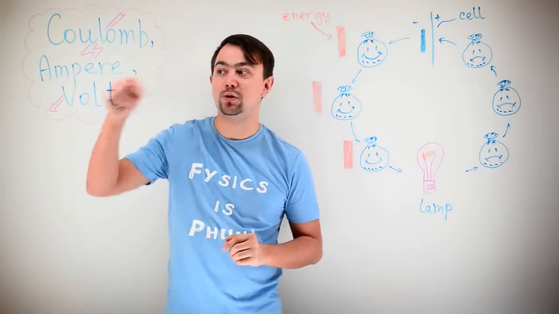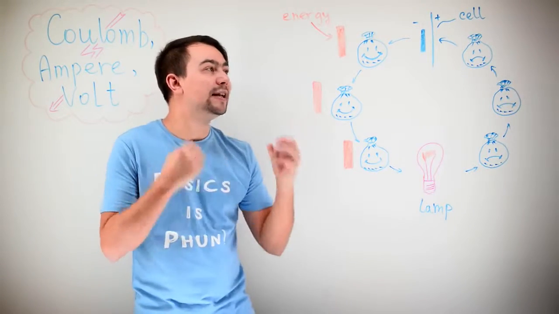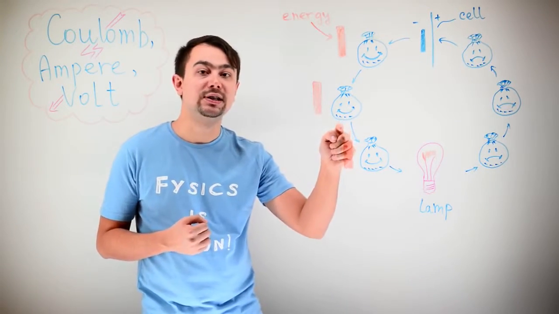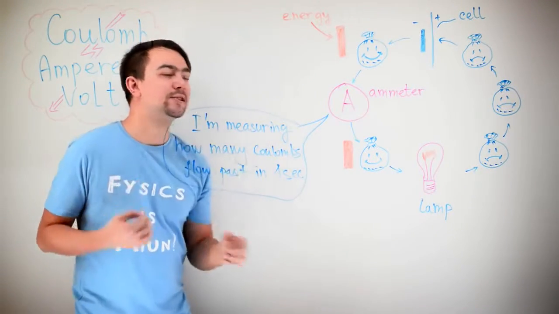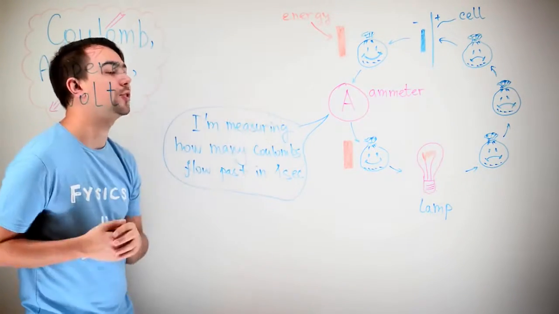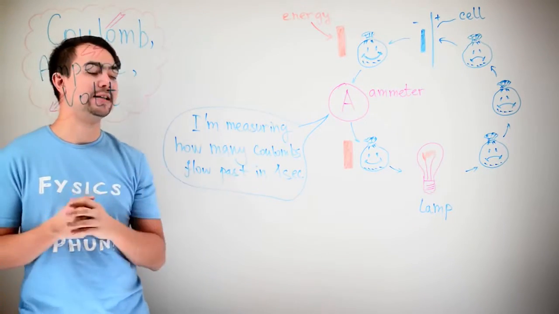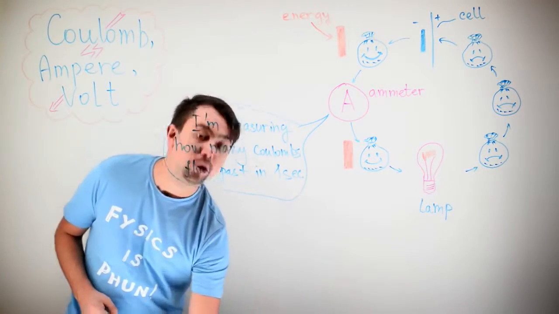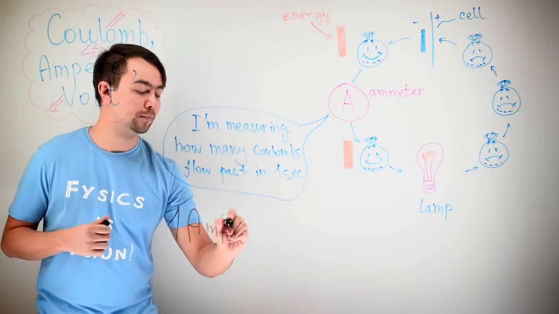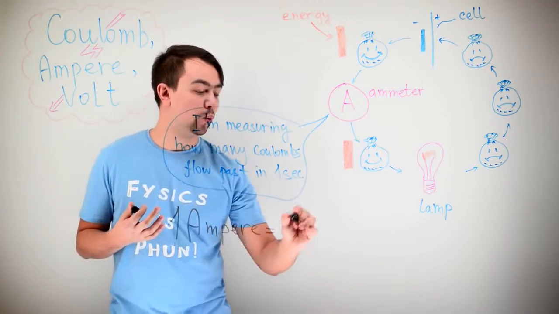So, we've discussed what is a coulomb, now the ampere. The ampere is simply how many bags of these electrons, or how many coulombs, flow past a point in 1 second. A device that measures current is called an ammeter. If we put an ammeter into this circuit, it will measure how many coulombs or how many bags flow past in 1 second. So, 1 ampere is simply 1 coulomb in 1 second.